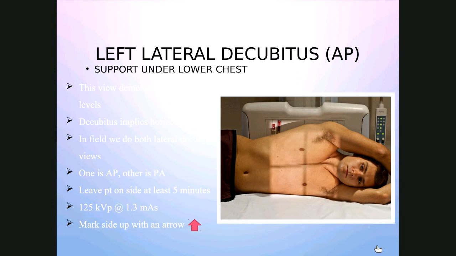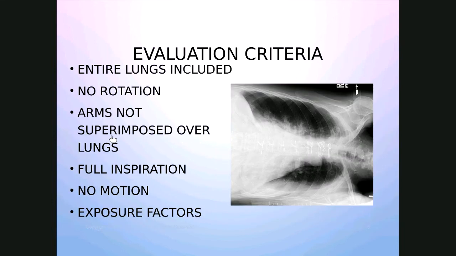As far as what the image would look like, again, you have to include both lungs. So when he was on his left side and we've got the right marker and an arrow, it just means you have to place something under the left side of the chest so that you don't clip this anatomy. Okay, there's no rotation on this. The arms are not superimposed over the lungs, which is good. They did do a fairly full inspiration. There's no motion, and the technical factors look appropriate: sufficient brightness, sufficient contrast, resolution, and minimal distortion. And again, the technique on that was 125 kVp at 1.3 mass.